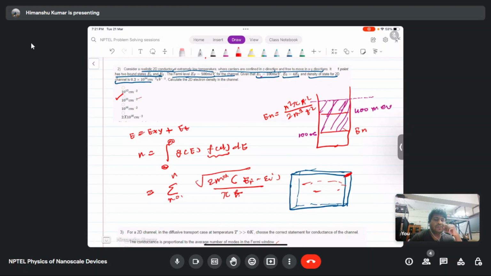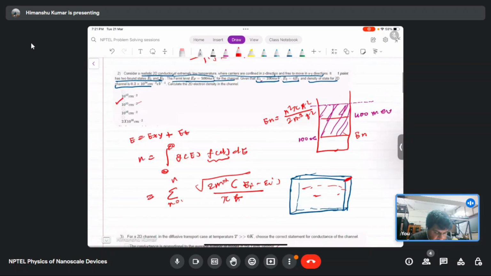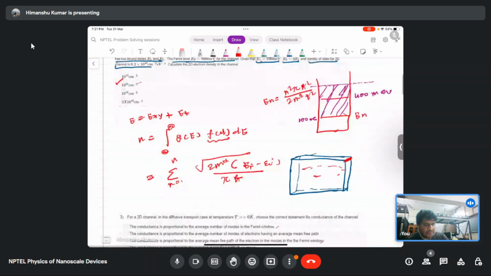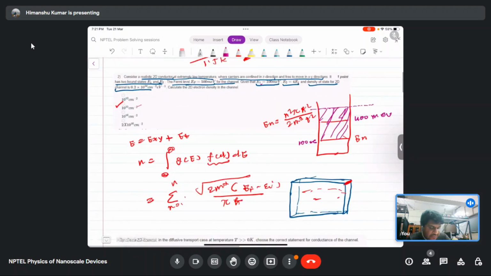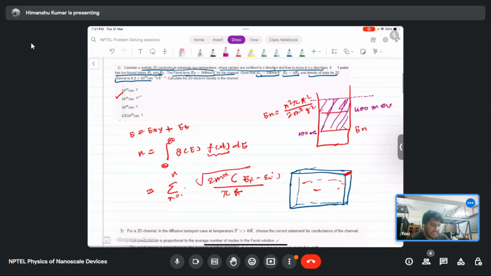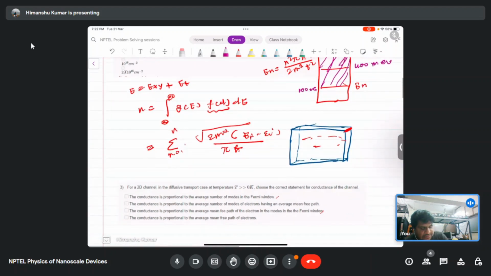Sir, W, the valley degeneracy into root over 2m star. Yeah, the valley degeneracy you can assume as 1, because this is a hypothetical case.